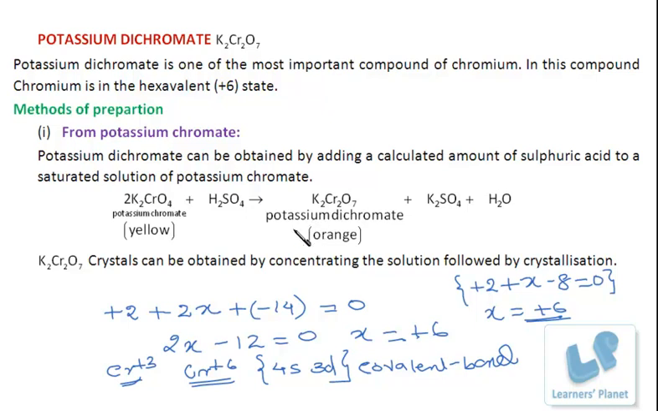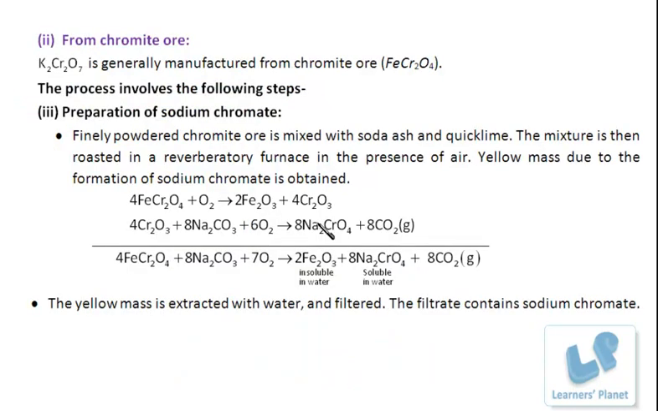Let's see how else potassium dichromate can be obtained. From chromite ore. This potassium dichromate is manufactured from chromite ore. This is chromite, FeCr2O4. How is this prepared? First of all, sodium chromate is prepared. How can sodium chromate be prepared?